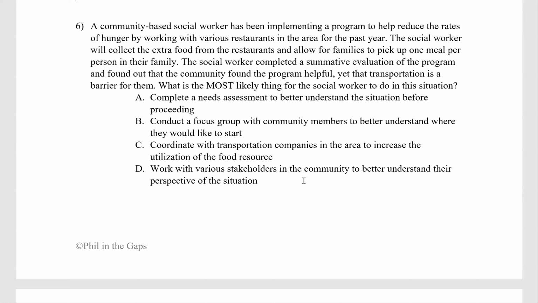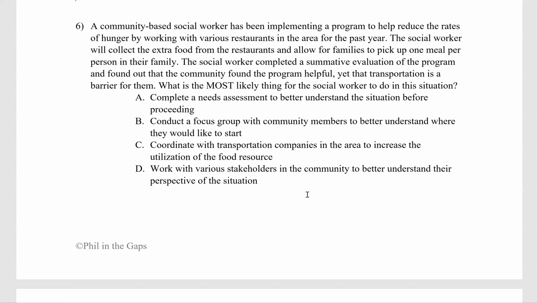Question 6. A community based social worker has been implementing a program to help reduce the rates of hunger by working with various restaurants in the area for the past year. The social worker will collect the extra food from the restaurants and allow for families to pick up one meal per person and their family. The social worker completed a summative evaluation of the program and found out that the community found the program helpful, yet that transportation is a barrier for them. What is the most likely thing for the social worker to do in this situation?